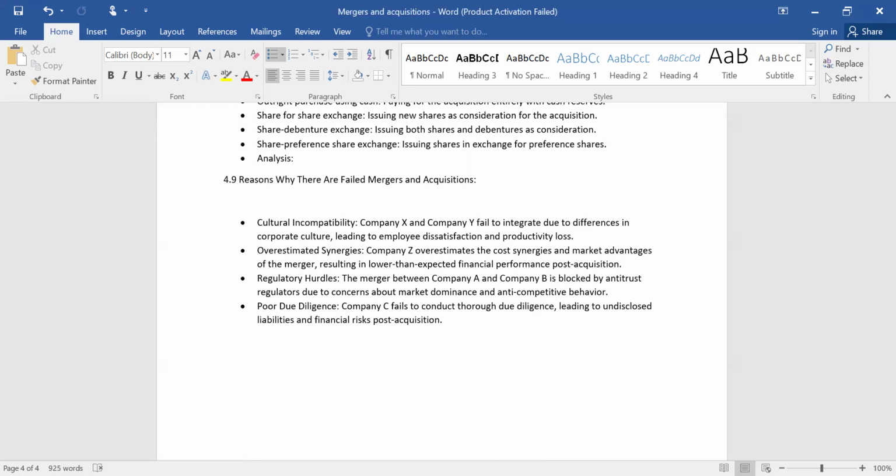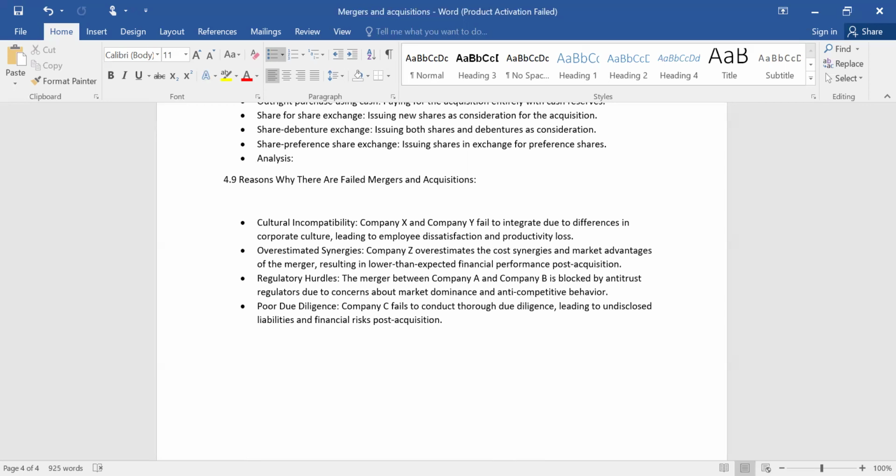So what is this? The merger between company A and company B is blocked by the antitrust regulator due to concern about market dominance and competitive behavior. So if, maybe there are only 3 companies in the industry which provide communications service, like Safaricom, Airtel and Telkom. So those are the only companies that provide telecommunication service.